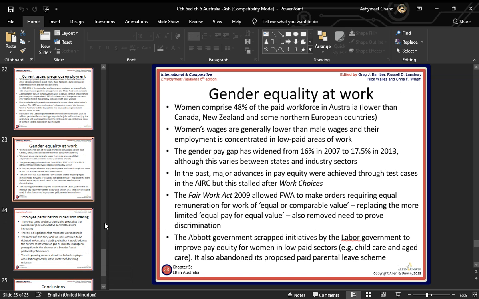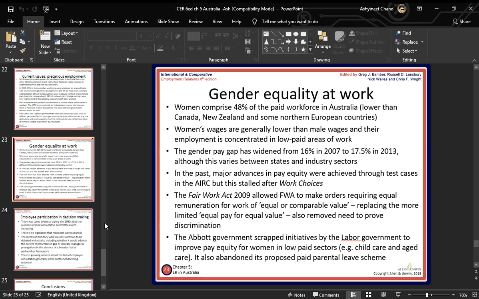Gender equality at work. Women comprise 48% of the paid workforce in Australia, lower than Canada, New Zealand, and some other northern European countries. Women's wages are generally lower than male wages, and their employment is concentrated in low paid areas of work. The gender pay gap has widened from 16% in 2007 to 17.5% in 2013, although this varies between states and industry sectors.